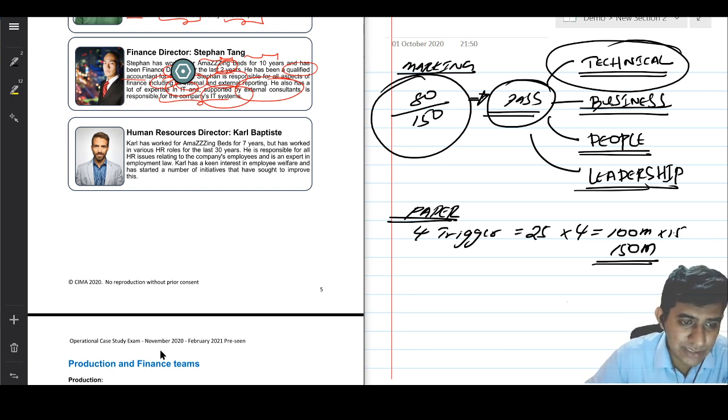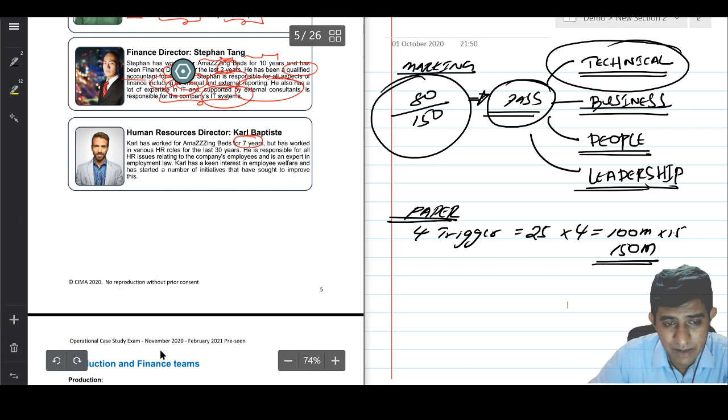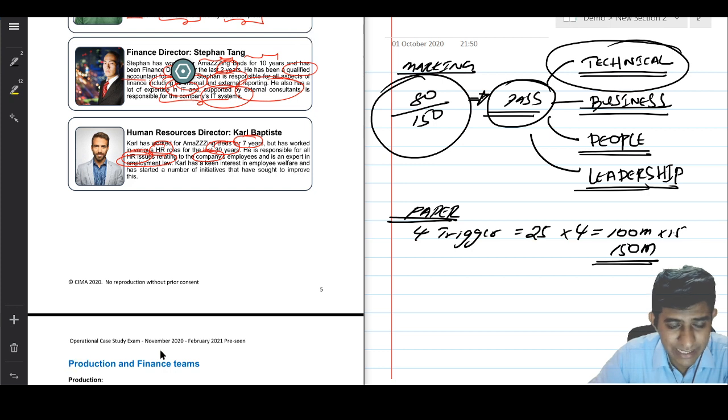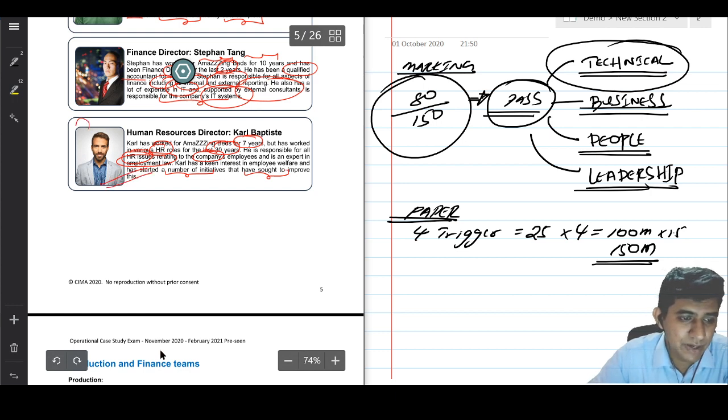And the human resource director Carl Baptiste is a very important person because we have a lot of employees working in our organization. Carl has worked for Amazing Bed for 7 years but has worked in various HR roles for the last 30 years. He is responsible for all HR issues relating to company employees and is an expert in employment law. He is also interested in employee welfare and has started a number of initiatives that have sought to improve on this. So students, just keep in mind he is very keen on employee welfare.